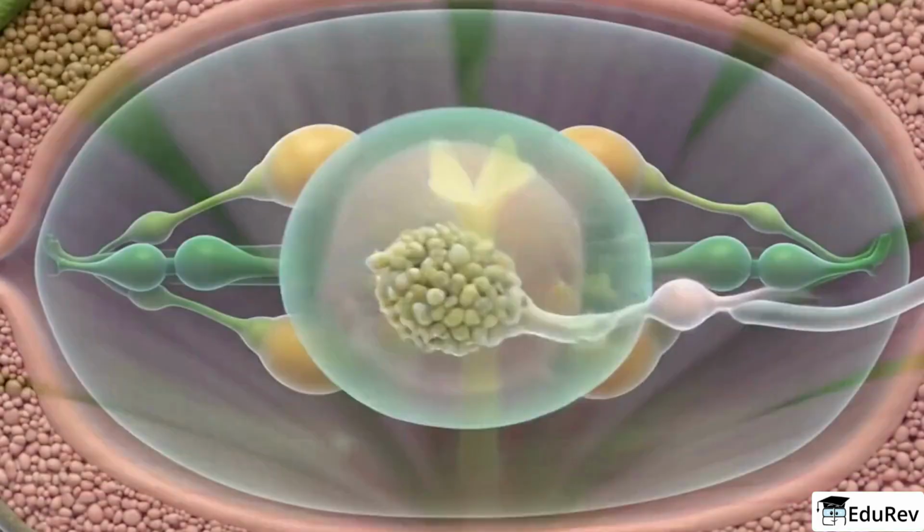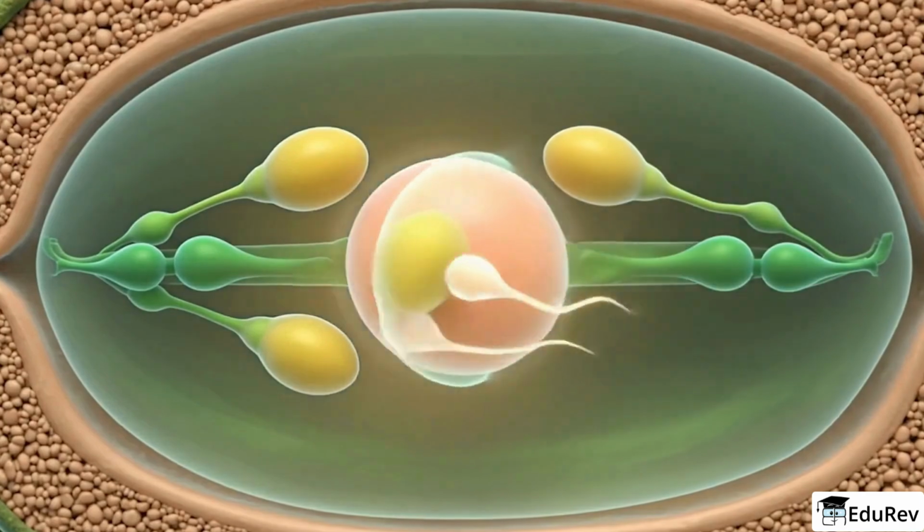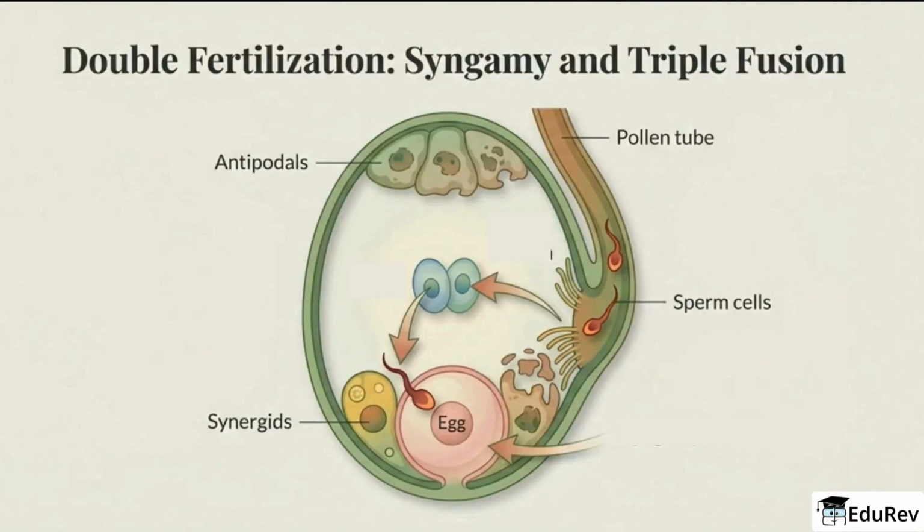Double fertilization involves two distinct fusion events. One male gamete fuses with the egg cell to form the diploid zygote. This is syngamy, while the other male gamete fuses with the two polar nuclei to form the triploid primary endosperm nucleus, a process called triple fusion. The resulting zygote and endosperm begin the coordinated development of embryo and nutritive tissue.